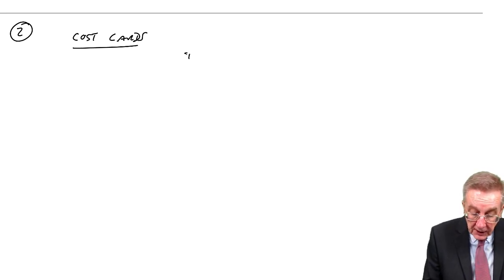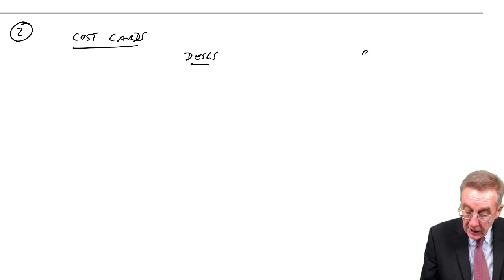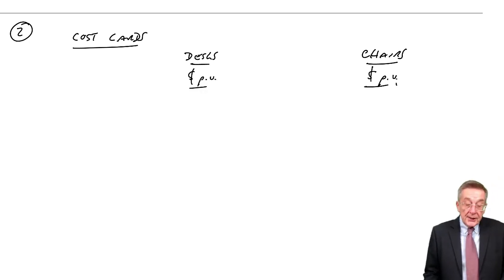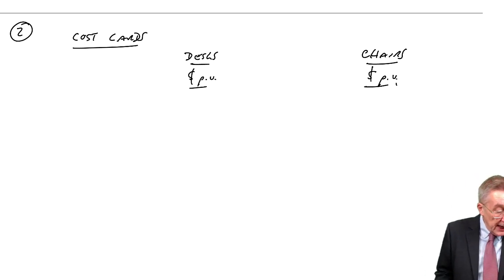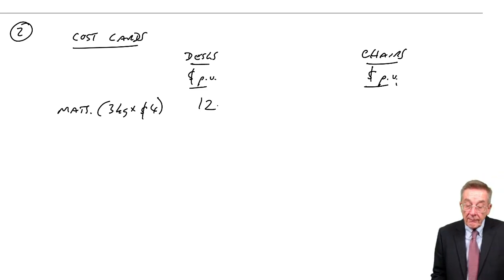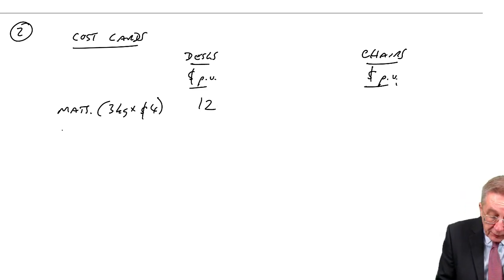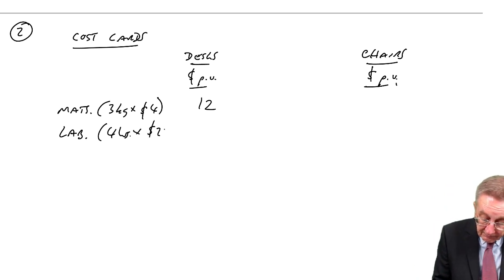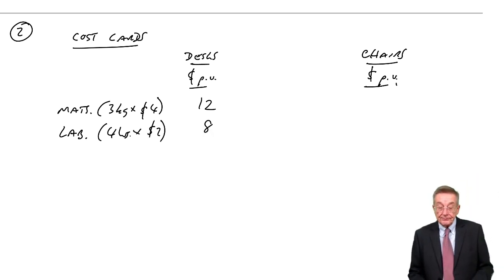I'll do them side by side. So desks, chairs, dollars per unit. And it starts off easy enough, just like before. Desks, first of all, each desk uses 3 kilos of wood, so the materials, 3 kilos at $4 a kilo is 12. It takes 4 hours to produce, so the labour, 4 hours at, it says later, labour's $2 an hour, $2 is 8, so no problem.